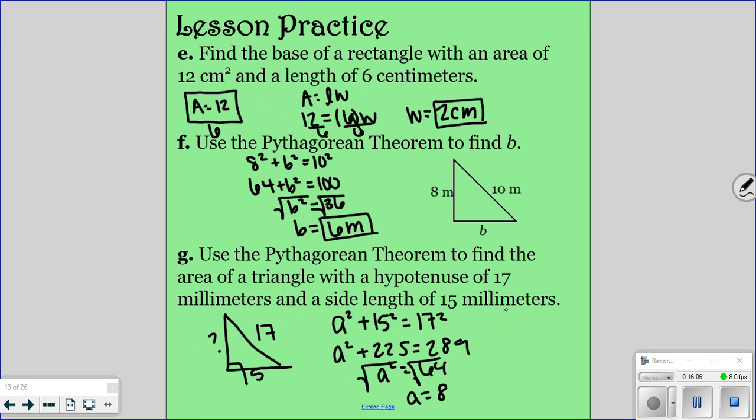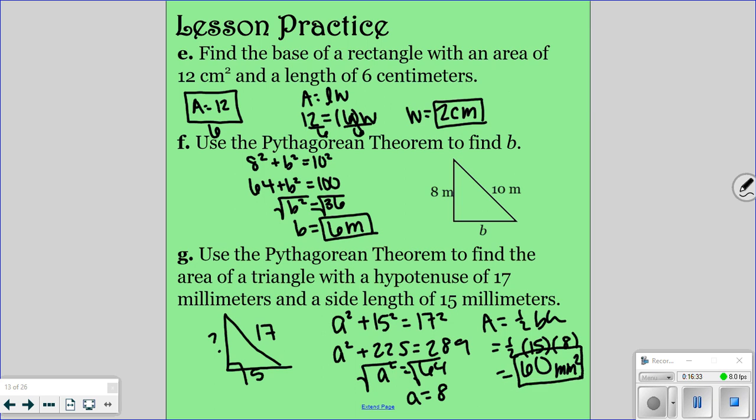And then it said to find the area. So the area is 1/2 base times height. Our base is 15 and our height is 8. So 15 times 8 is 120 and half of 120 is 60. So 60, and then the units are mm squared because it's area.